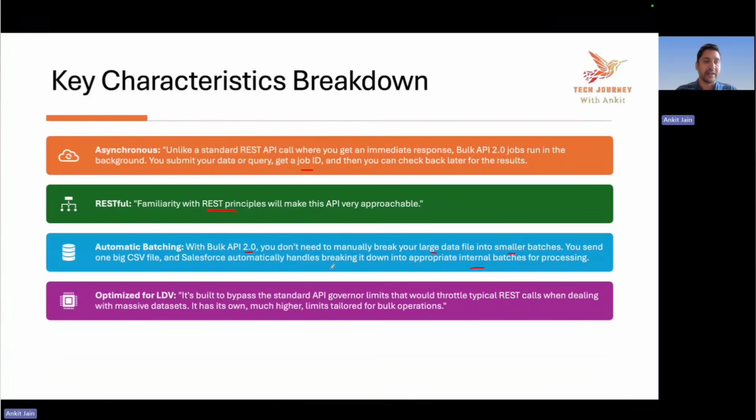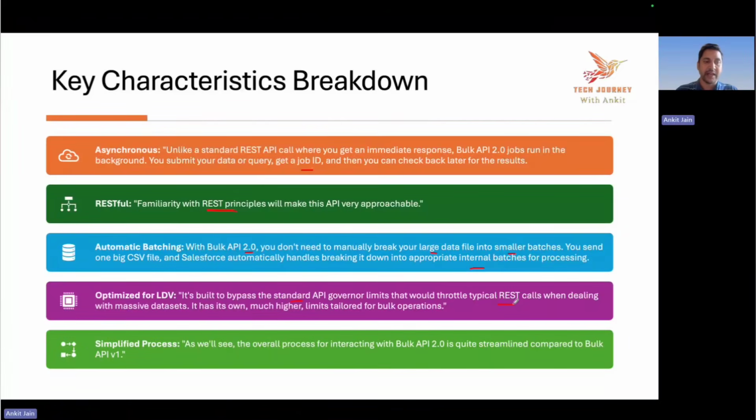Next, as we already discussed, it is optimized to handle large data volume. As it is optimized for large data volume, it bypasses the standard API governor limits, which are always a bottleneck or a throttle whenever you are dealing with REST API calls. So the governor limits are on a much higher side whenever you use the Bulk API. And the last one here is the process to use the Bulk API. Trust me, it is very simple. Although there are multiple steps to follow, the steps are very simple to follow whenever you use the Bulk API.